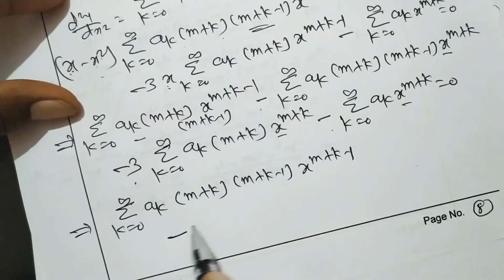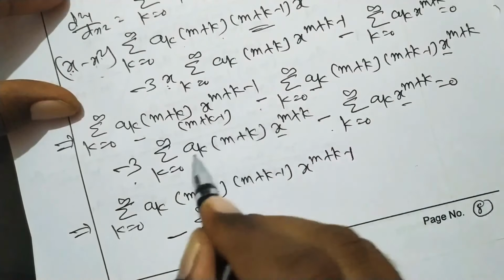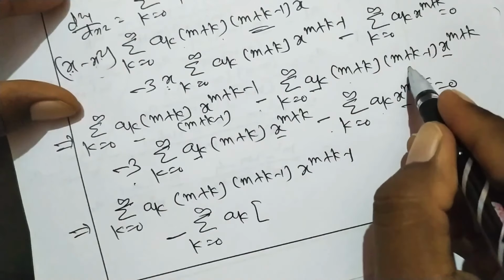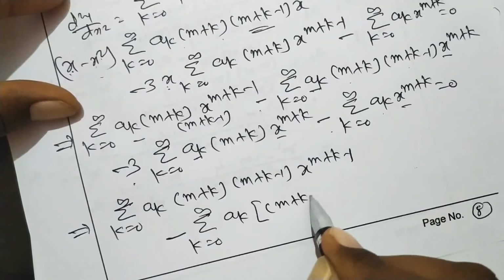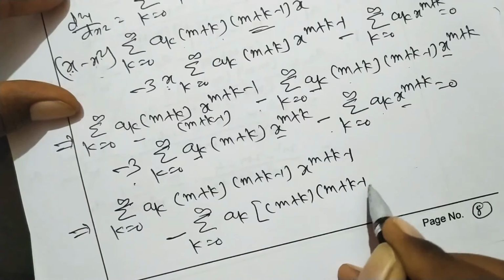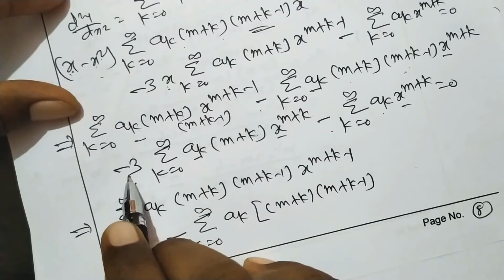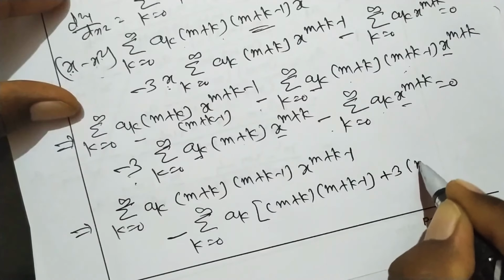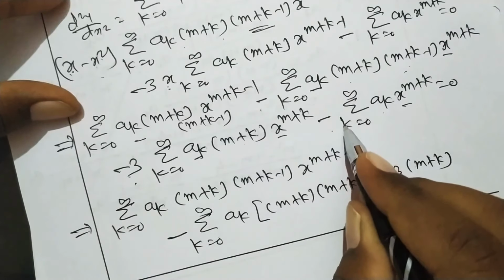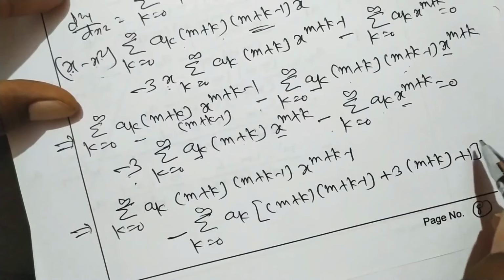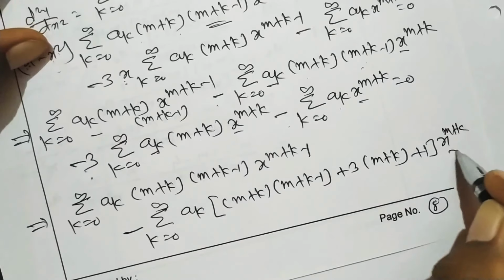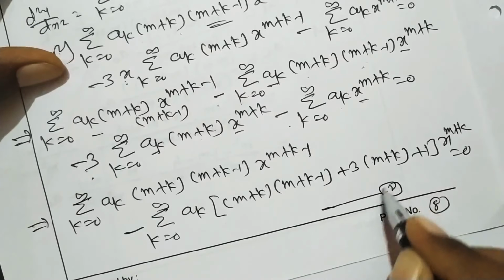Here there is a minus sign, here there is a minus sign, we can take common summation of k varies from 0 to infinity. Here ak is present, here ak, so take ak common in bracket, right. Remaining terms: m plus k into m plus k minus 1, here minus 3 into m plus k, but minus sign is common, so plus 3 into m plus k, here also minus sign is common, so plus 1, into x to the power m plus k equal to 0. This is equation 2.